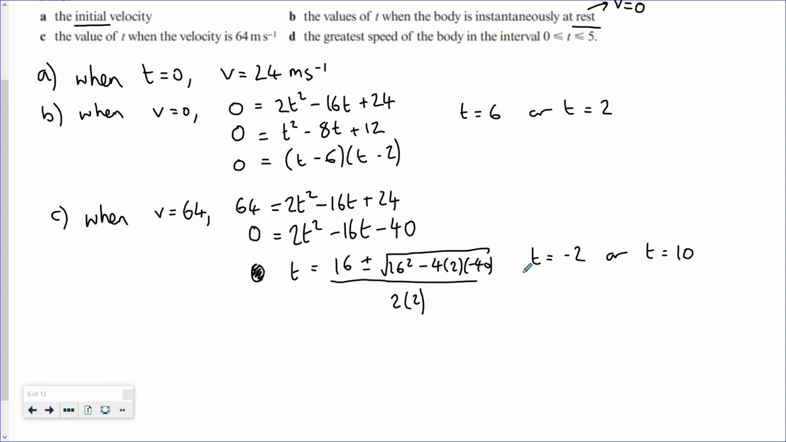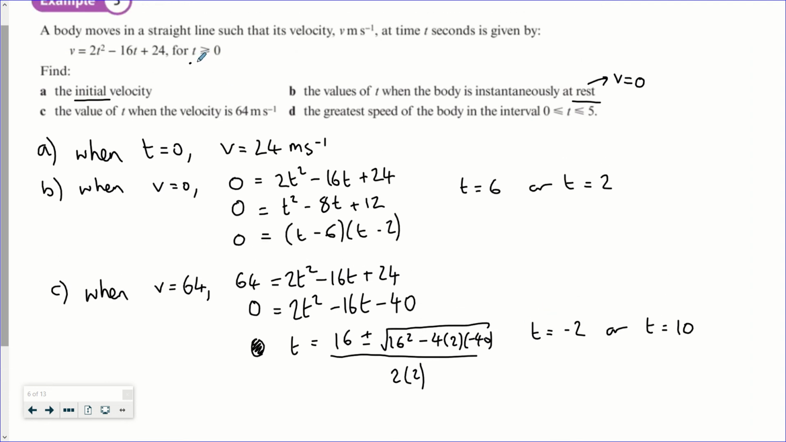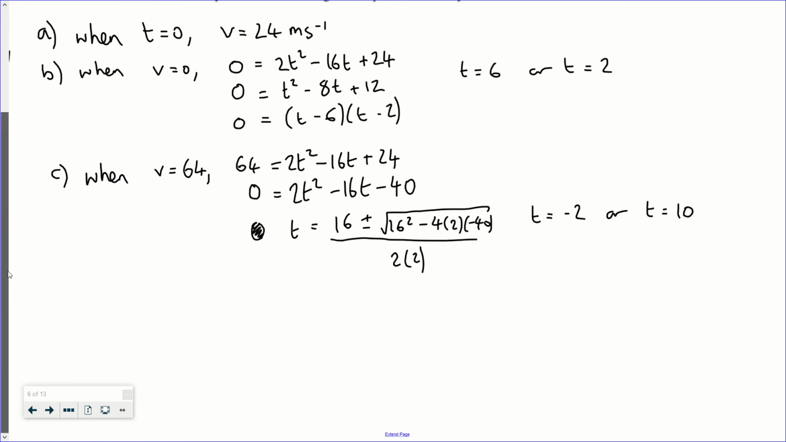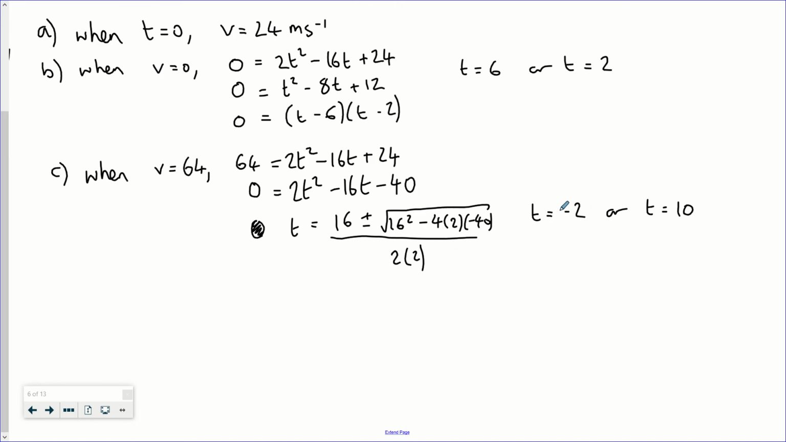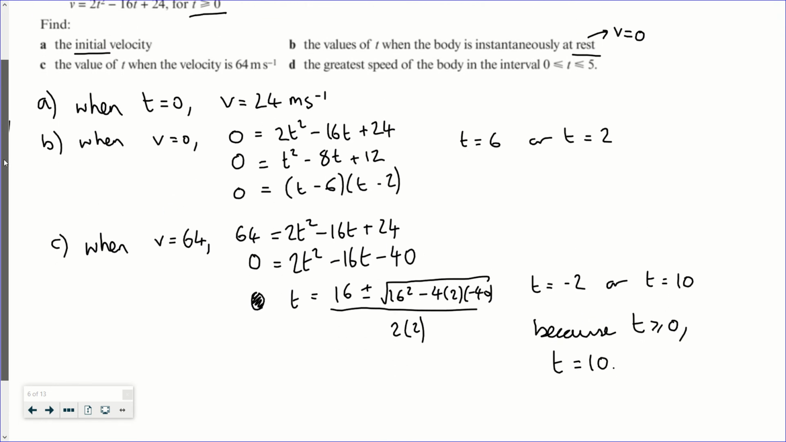Now, as soon as I see a negative value of t, I'm straight away thinking, well, here we're told that t is greater than 0. That's because time generally can't be negative. It's a bit weird to say that time is minus 2 seconds. So I'm just going to explain that. I'm going to say because t is greater than or equal to 0, we get one solution, t equals 10. Just to make it clear that I know that t equals minus 2 isn't a solution.